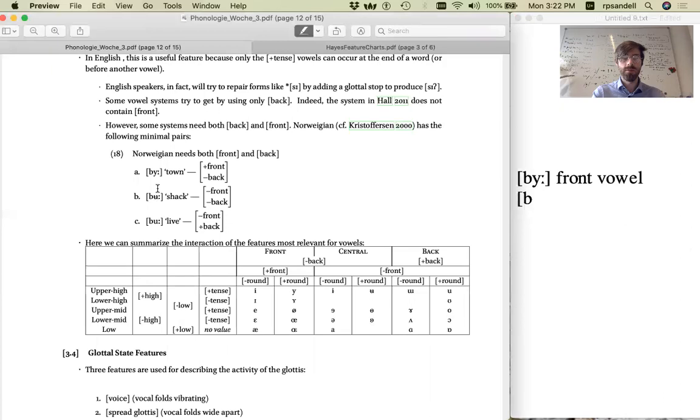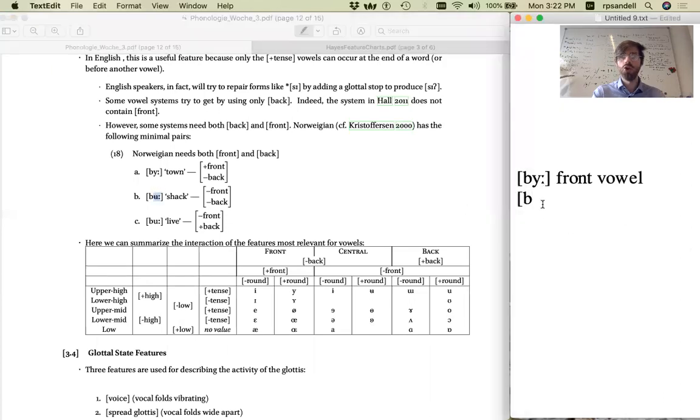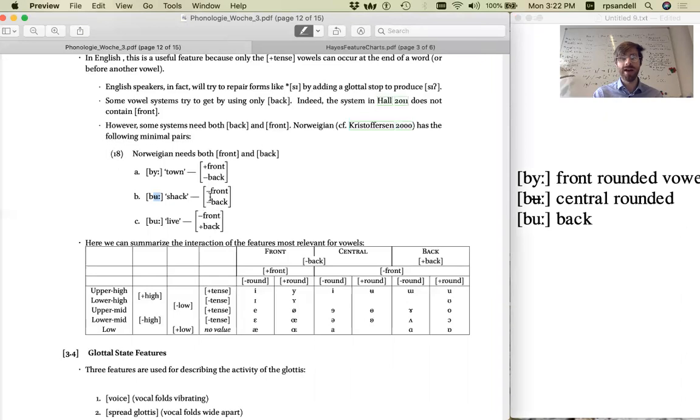The central rounded vowel would be minus front and minus back. Front rounded. And then finally, oo is minus front and plus back. So if we had the feature back alone, we could identify the vowel in under letter A as being minus back, but it would be difficult to distinguish between the vowels given in B and C.